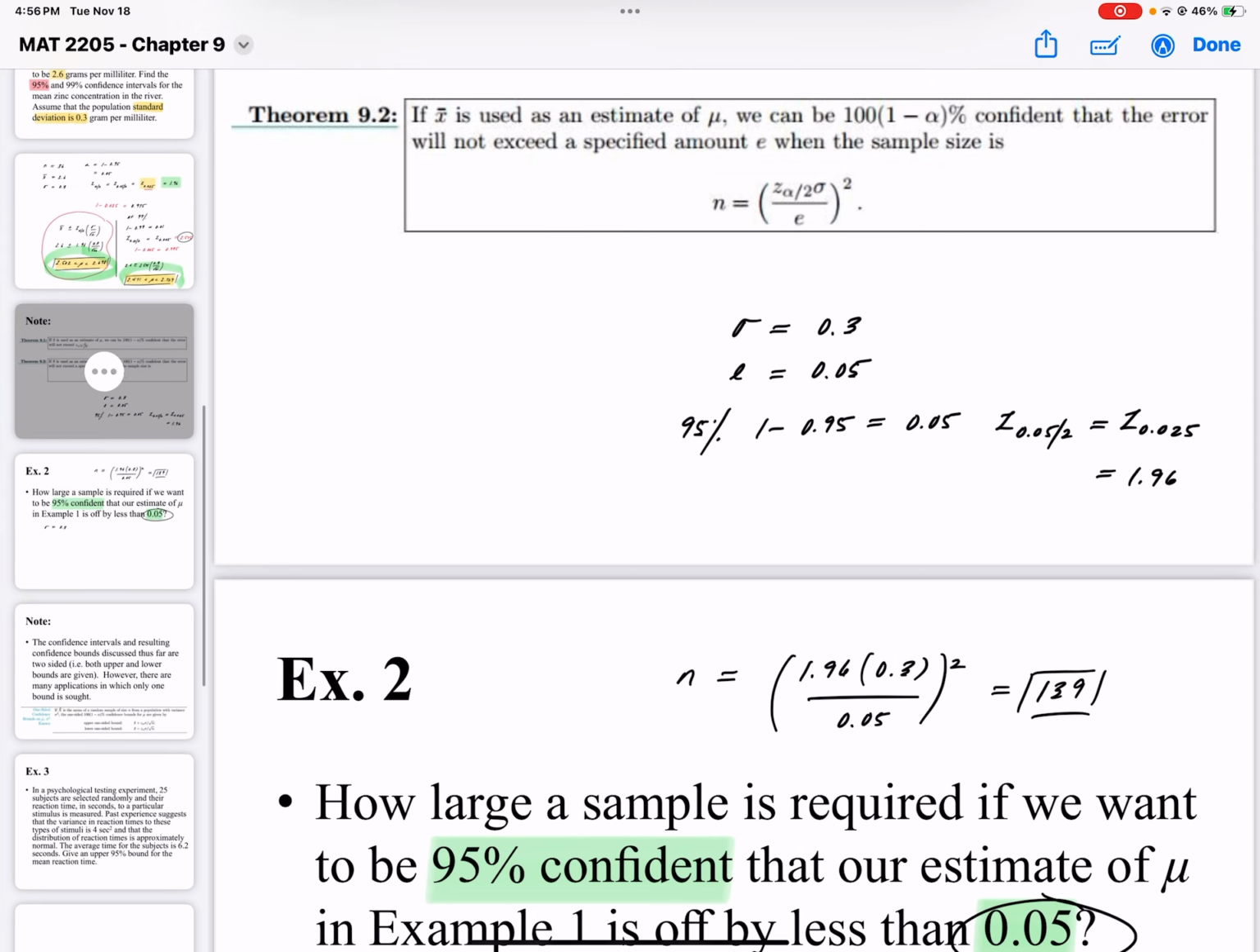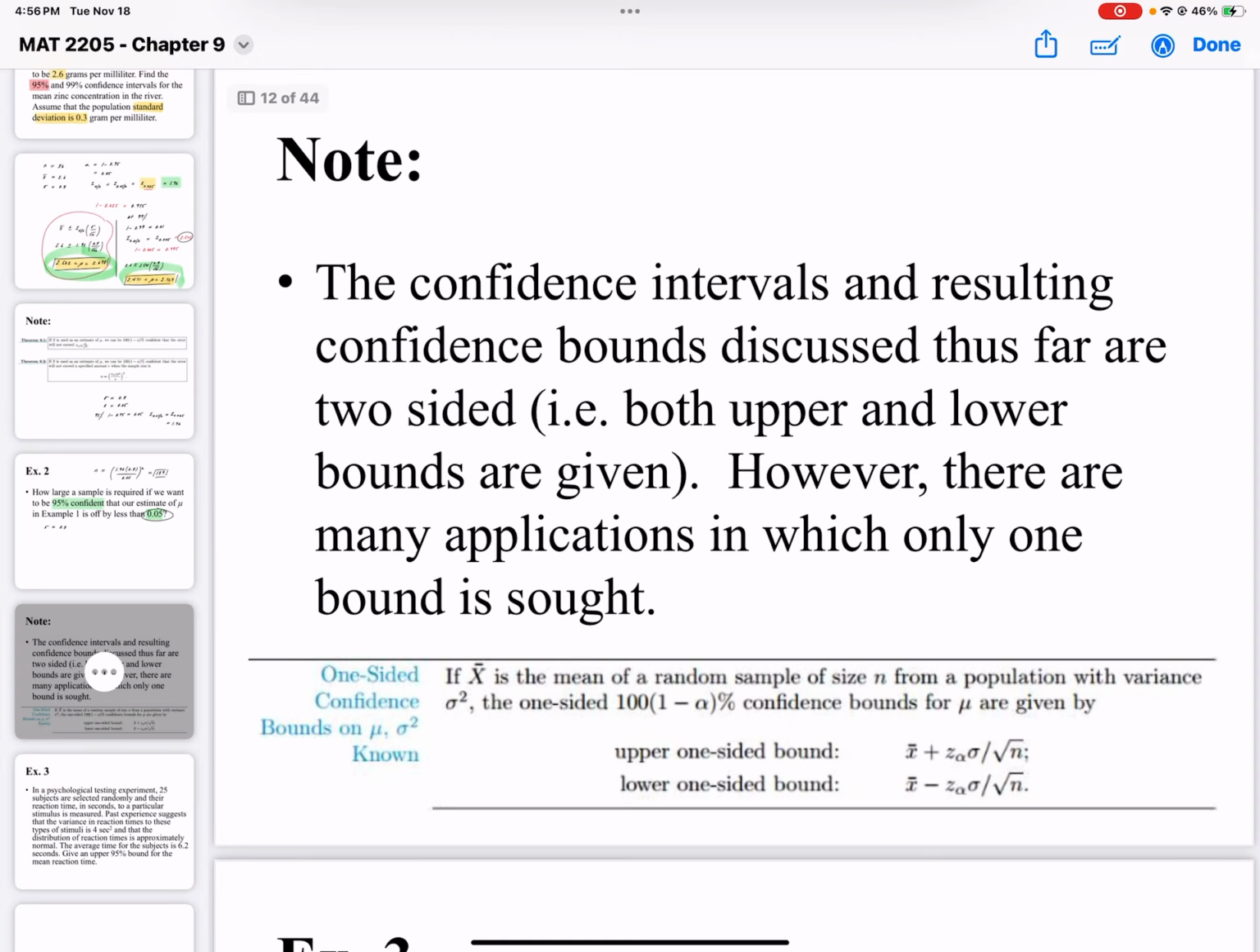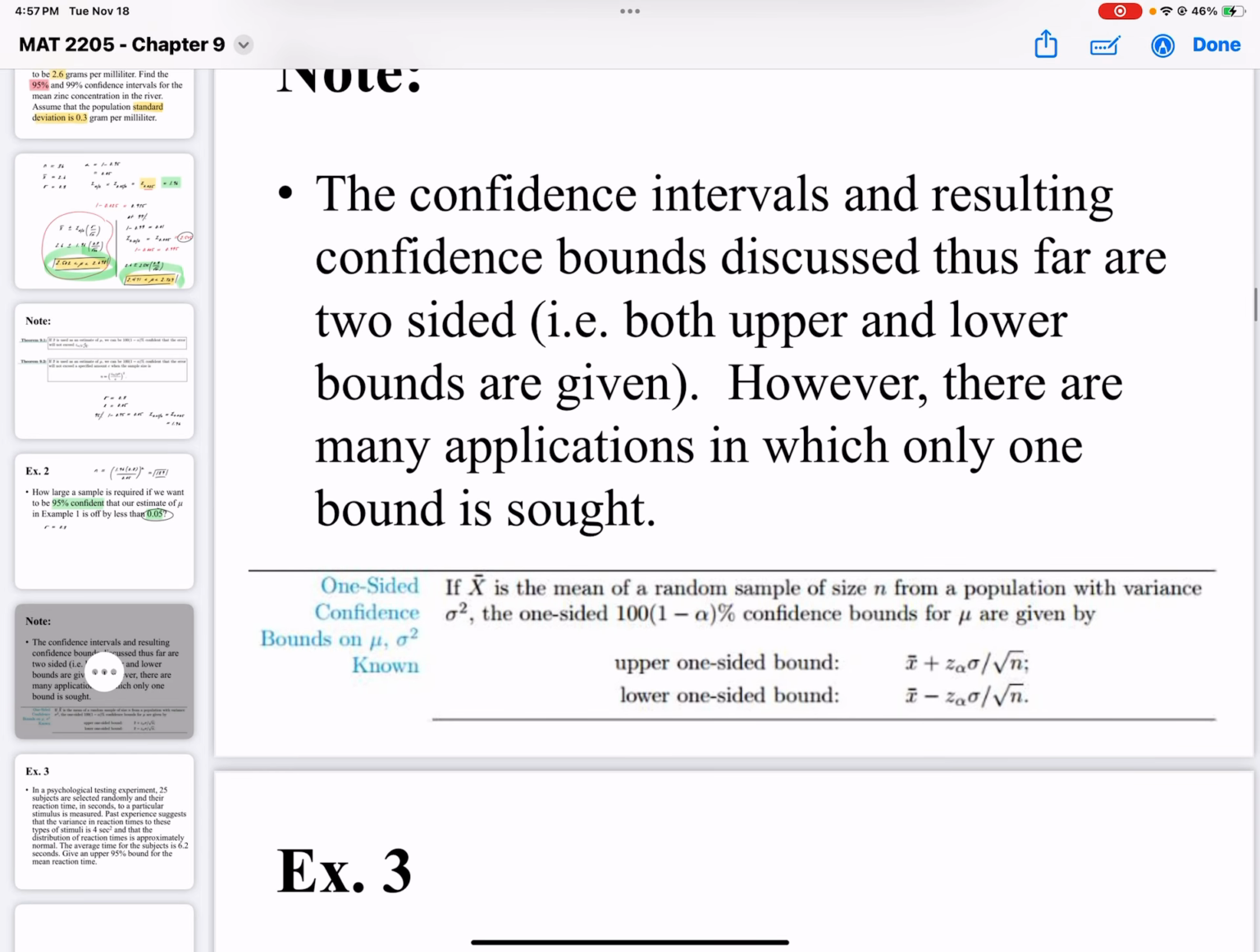All right, let's keep going. So the confidence intervals and resulting confidence bounds discussed so far are two-sided. Notice how we had an upper endpoint and a lower endpoint of our confidence interval. But sometimes you may just have an upper bound or just have a lower bound. In that case, here is the formula.